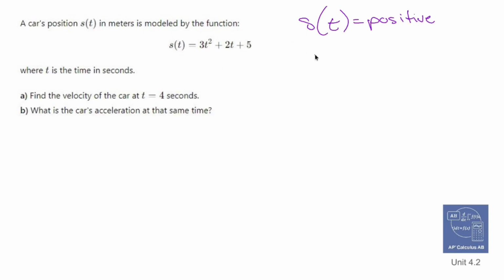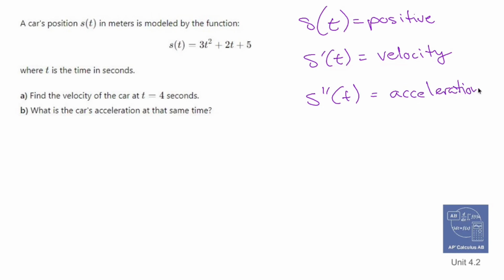What you do is, if you take the derivative, it gives you the velocity at a specific time whenever you plug in t. The second derivative is going to give you acceleration at that specific time. I don't even know how to spell acceleration, so look at that. I'm going to cheat. So part A is asking me to find the velocity at t = 4.